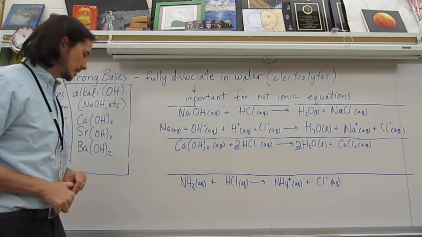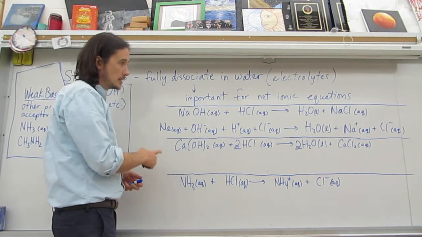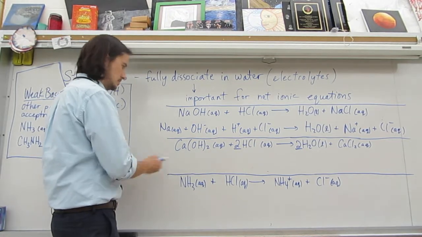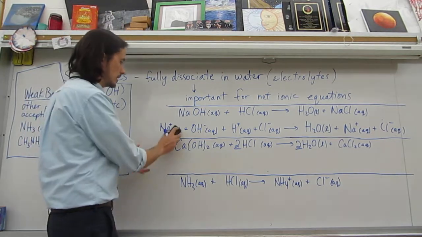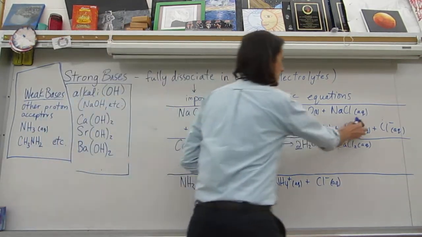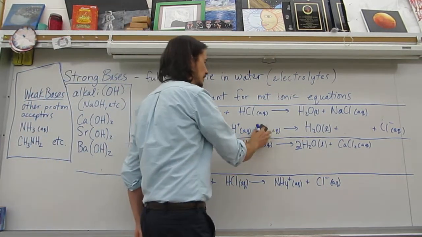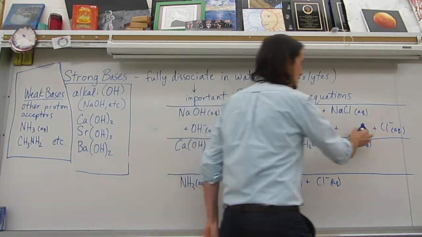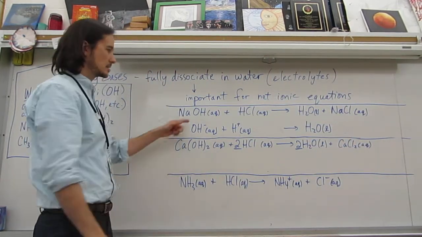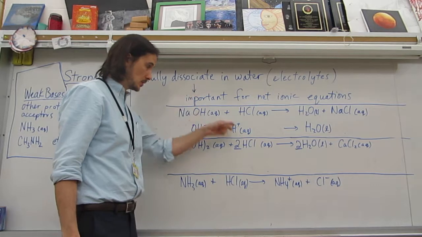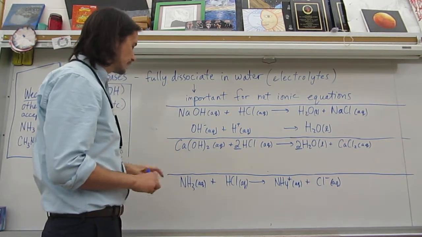Okay. And then I can get rid of any spectator ions. I see sodium. Oh, very good, you caught that. So we got sodium. We got to get rid of sodium ions. They are spectator ions. And chloride ions are spectator ions. So we end up with hydroxide plus hydronium, or plus H plus, a proton, gives us water.